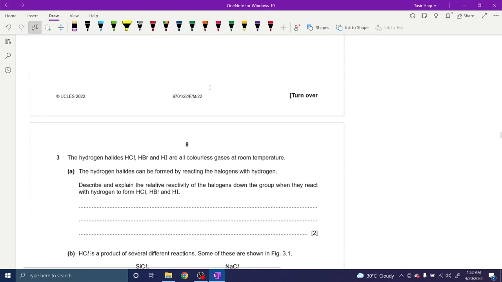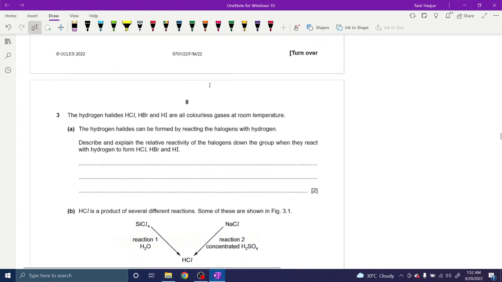So question 3 is on halogens. This is the new mark scheme. This is what we need to follow. So just remember that halogens are oxidizing agents, right? Basically, how do oxidizing agents act? They are species that gain electrons. So think about this. You have chlorine, bromine, and iodine. Who's the better oxidizing agent? It's chlorine, right? Why?